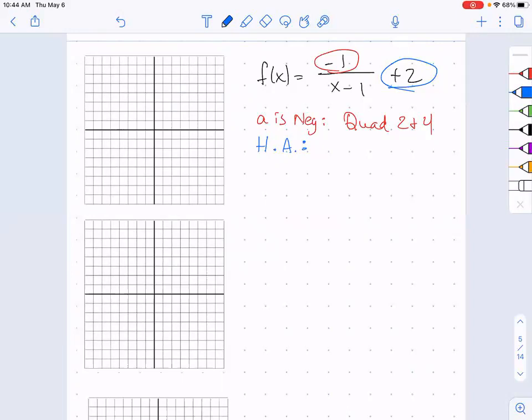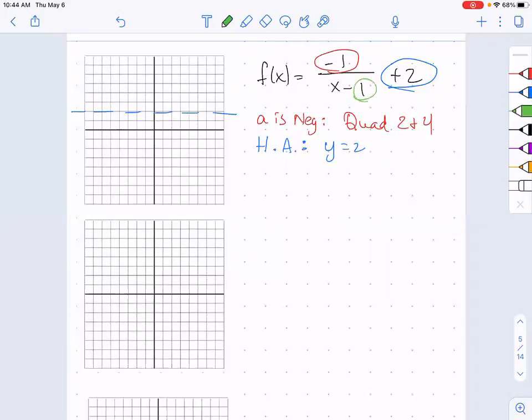It's the horizontal asymptote shifting up by 2 units. So the horizontal asymptote will be found where y equals 2. I'm going to draw a dotted line where y equals 2. That's going to be the boundary line as I'm drawing the graph going out, thinking about the end behavior. Does that make sense? And then what else?